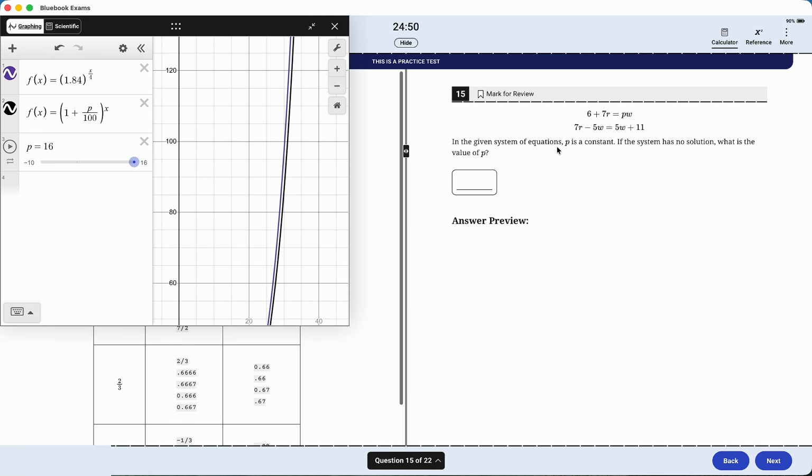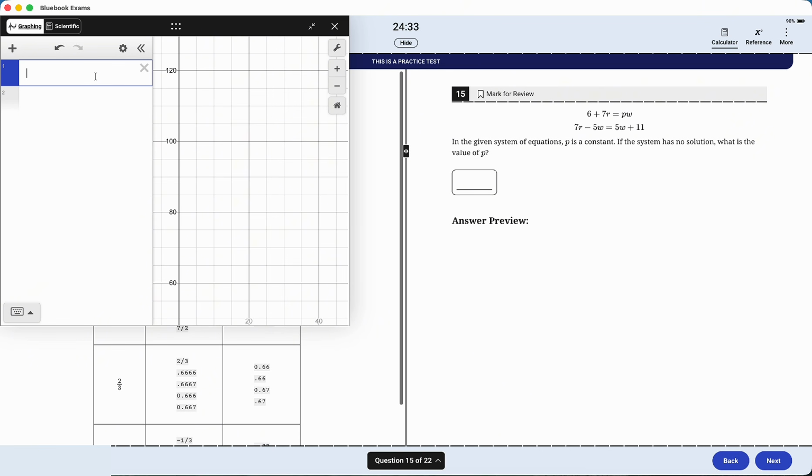So they tell you p is a constant, right? You'll see that phrase a lot on the test. All that means is it's just a number, because you have variables and you have constants. Variables are variables, constants are numbers. So here it tells you p is a constant. And r and w are your variables. If you type it in with r and w, Desmos is not going to like that. So I'm going to change r to be x.